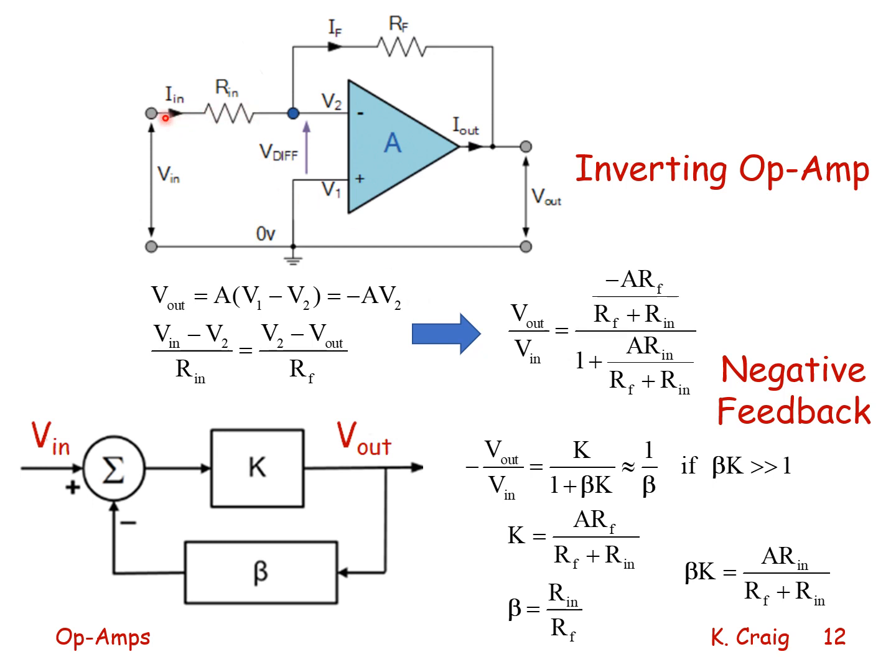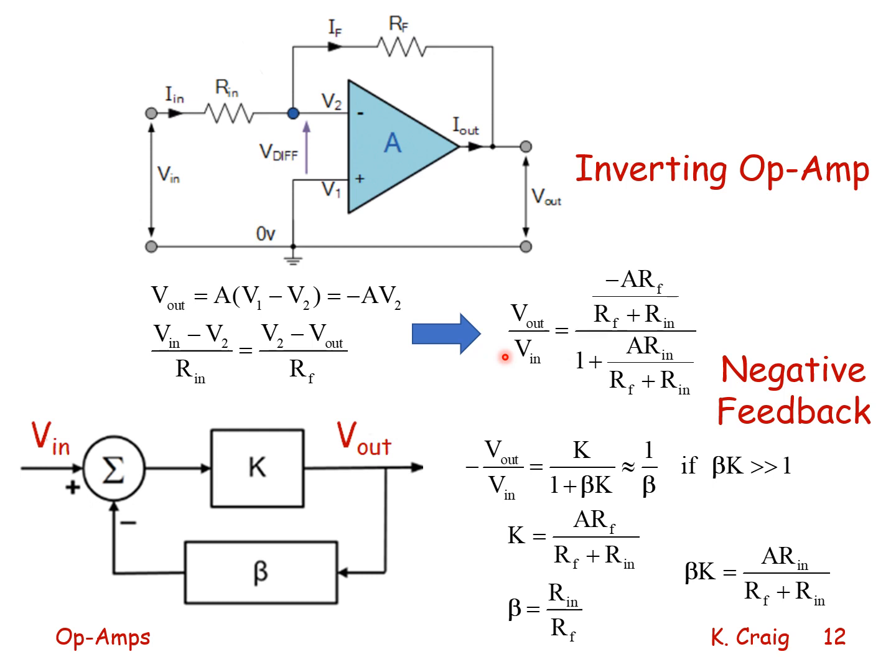Since the current flowing through R in must be the same as the current flowing through RF, as no current can flow into the op amp, V in minus V2 over R in is I in, V2 minus Vout over RF equals IF, and these two must be equal. After some algebra, I get this relationship.